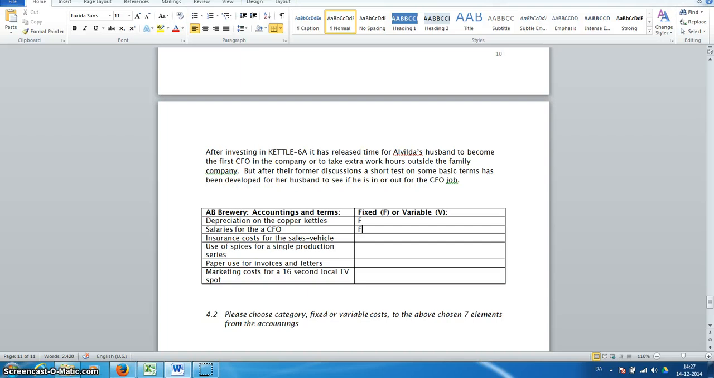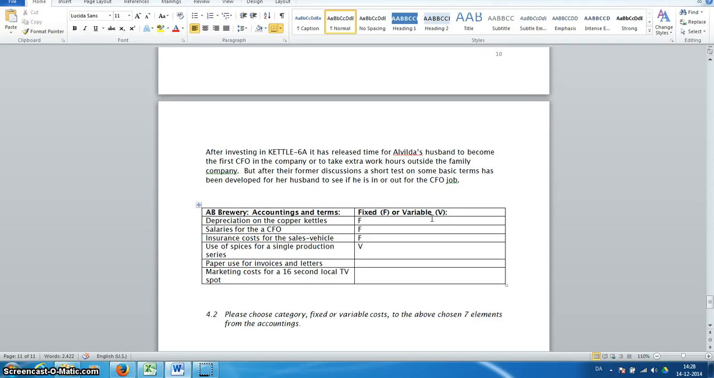And that's of course what we have to look for. These costs, are they costs that will increase if we produce one extra unit, or will they be the same? Insurance cost for the sales vehicle. Well, if we produce one extra unit, the insurance costs will be the same, so it's fixed also. Next, we should determine whether the use of spices for a production series is a variable cost or a fixed cost. That will be a variable cost because that's actually what we could call raw materials. If we produce more, we need more spices.